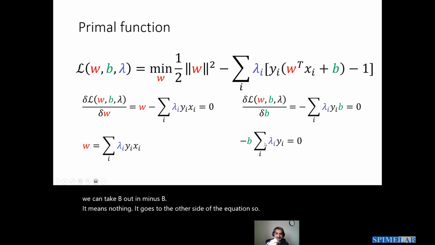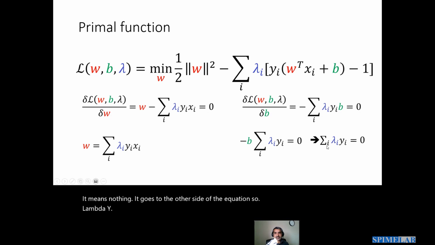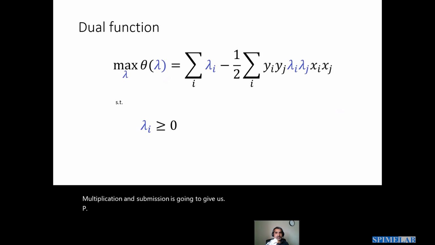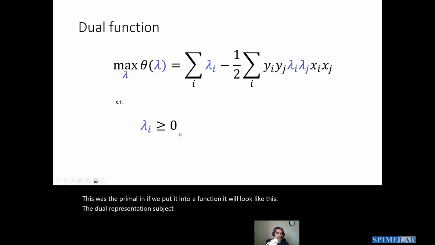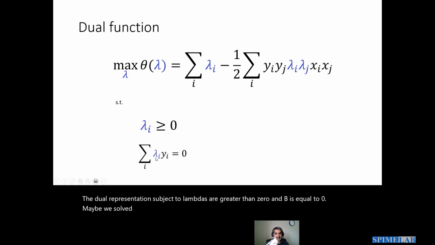It goes to the other side of the equation. So lambda Y multiplication and summation is going to give us the B. This was the primal. If we put it in the dual function, it will look like this: the dual representation subject to lambdas are greater than 0 and B is equal to 0. B, we solved B for multiplication of lambda and Y and summed up. So these 2 are the constraints on the dual problem.